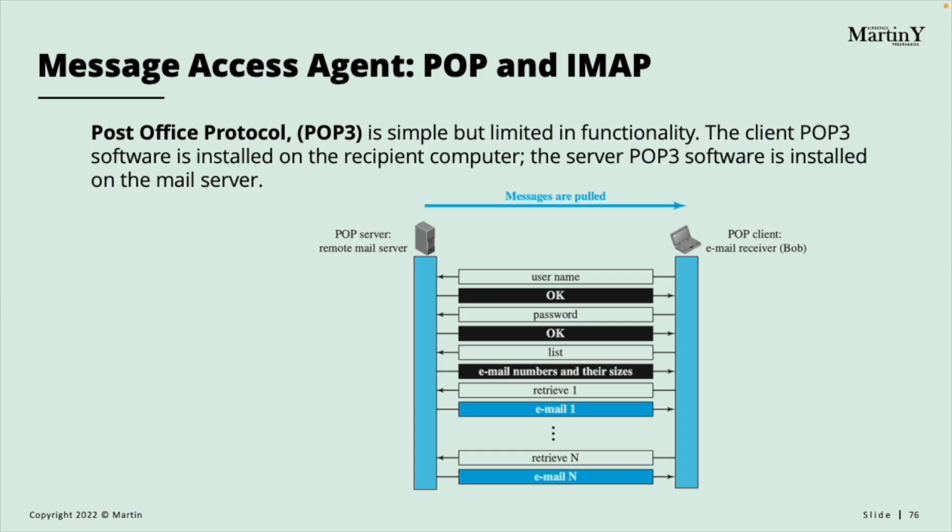So there are two ways to get emails using the POP3 protocol. One of them allows you to just download a copy and keep your email on the POP server, while the other one, once you get your email, deletes your mail from the remote server.